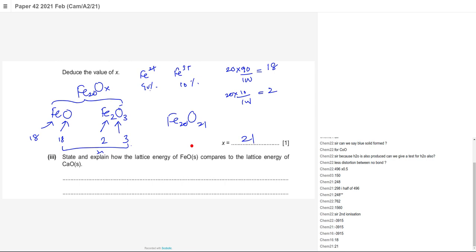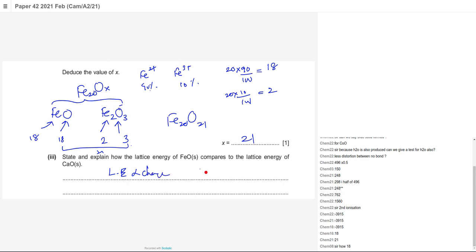State and explain how the lattice energy of iron 2 oxide compares with the lattice energy of calcium oxide. Here the lattice energy depends on 2 factors, as we know. Lattice energy is directly proportional to the charge and inversely proportional to the ionic radius.